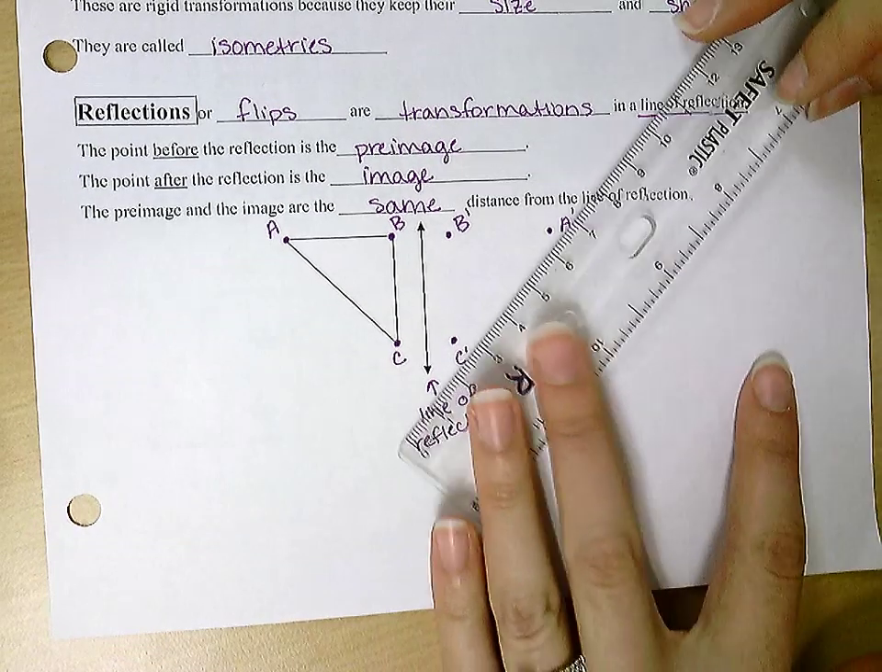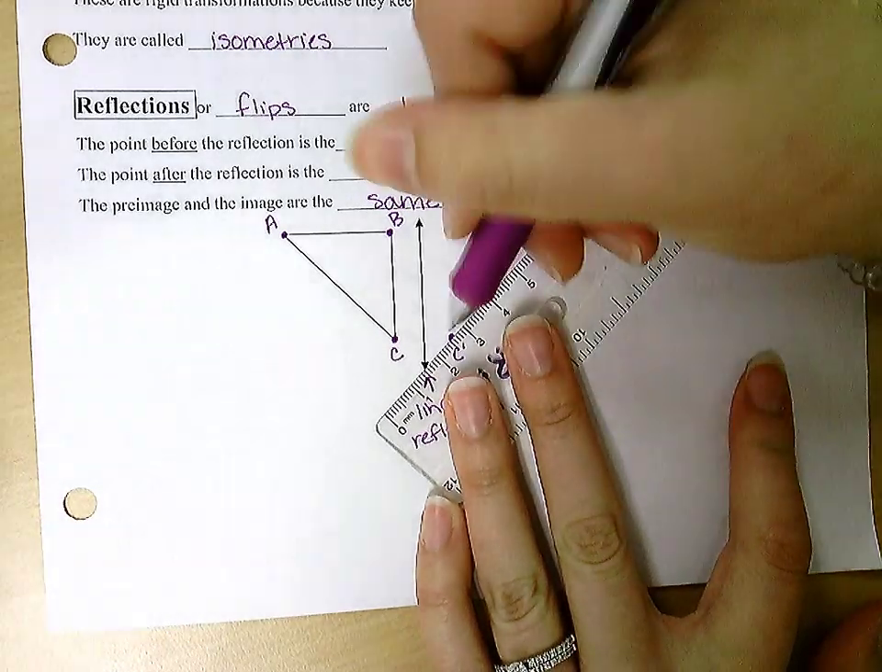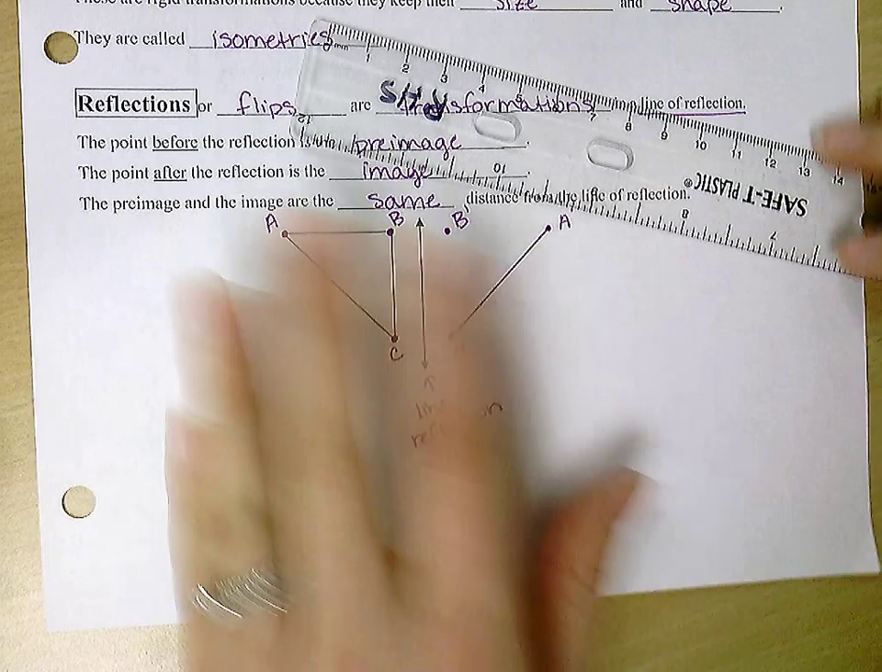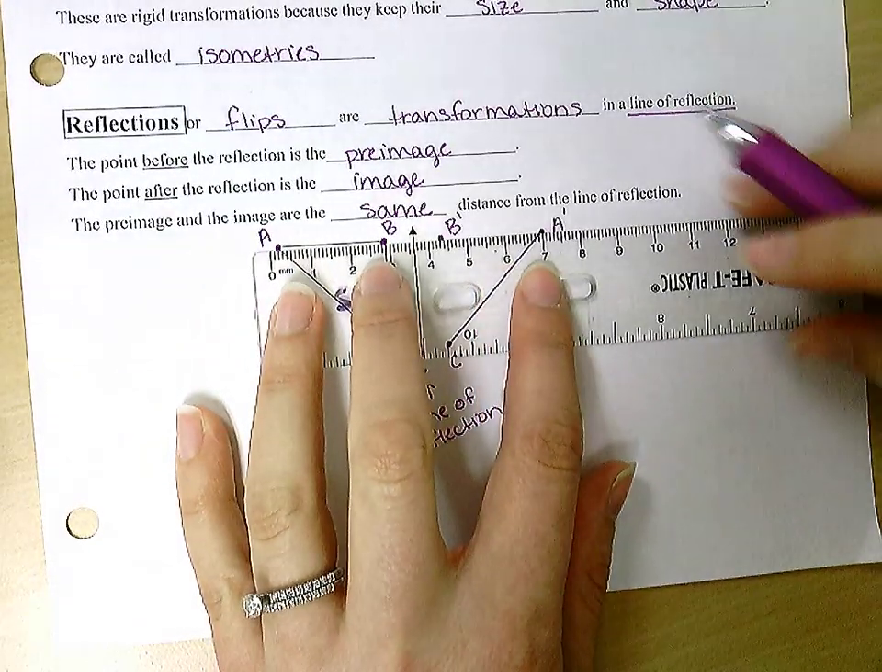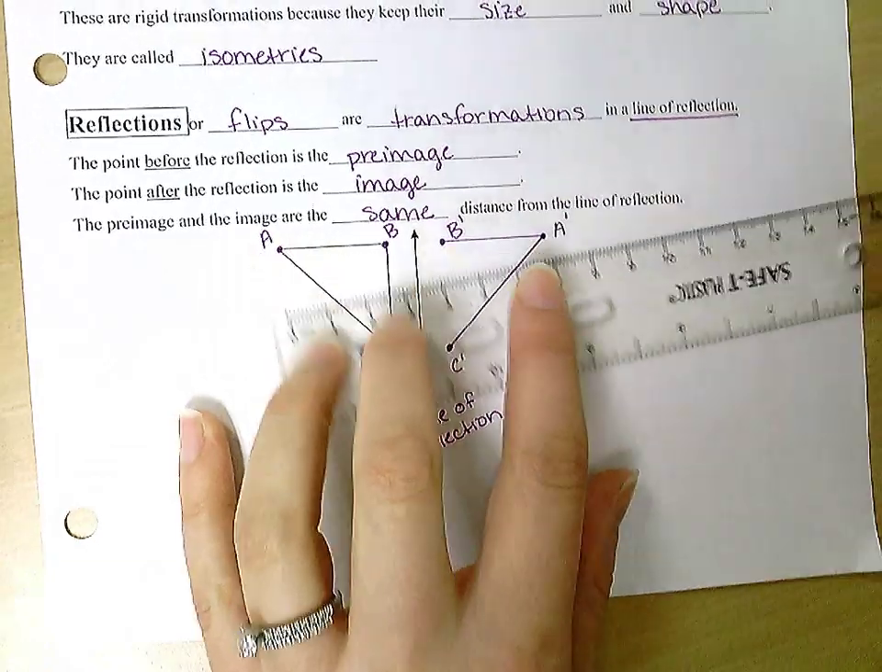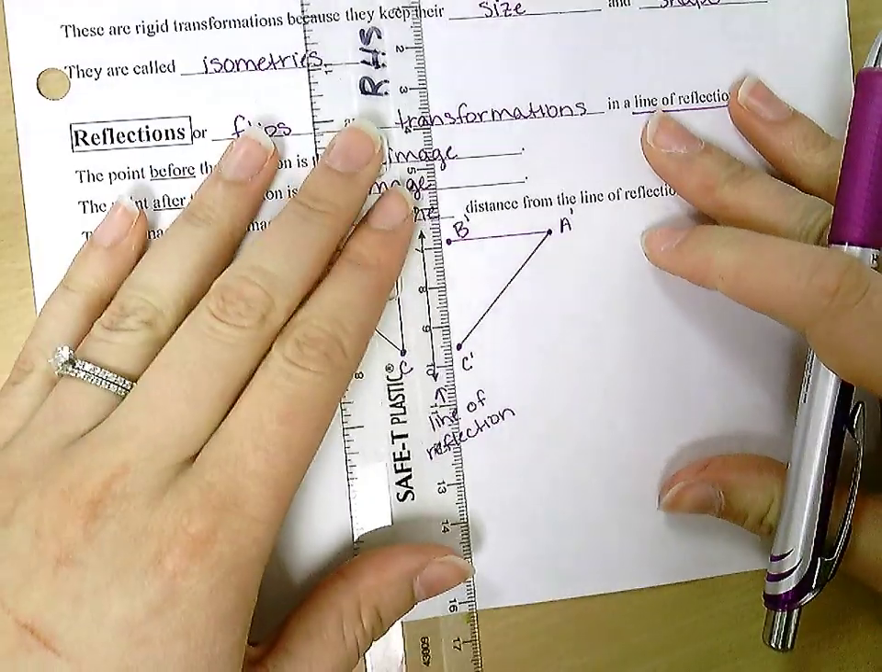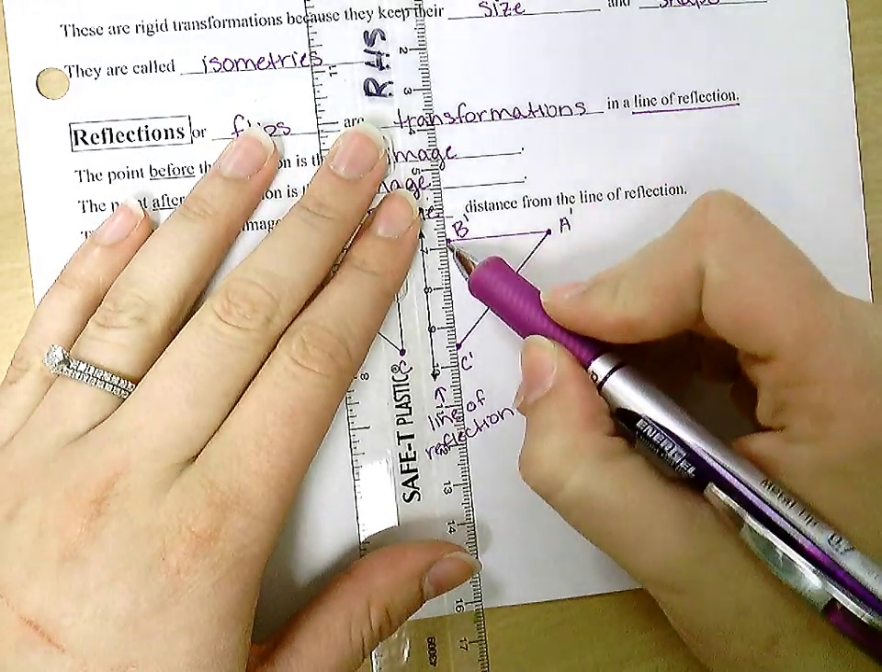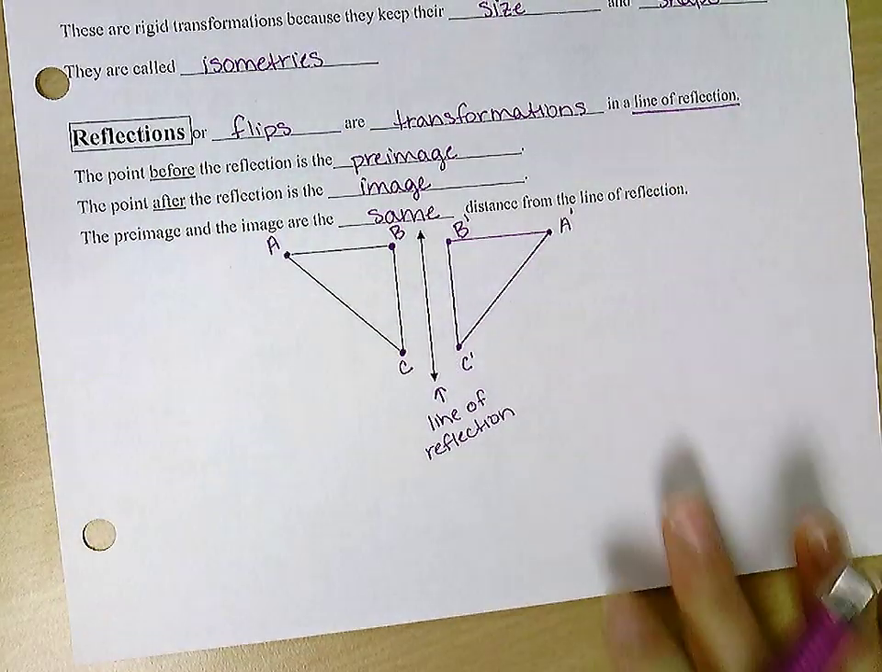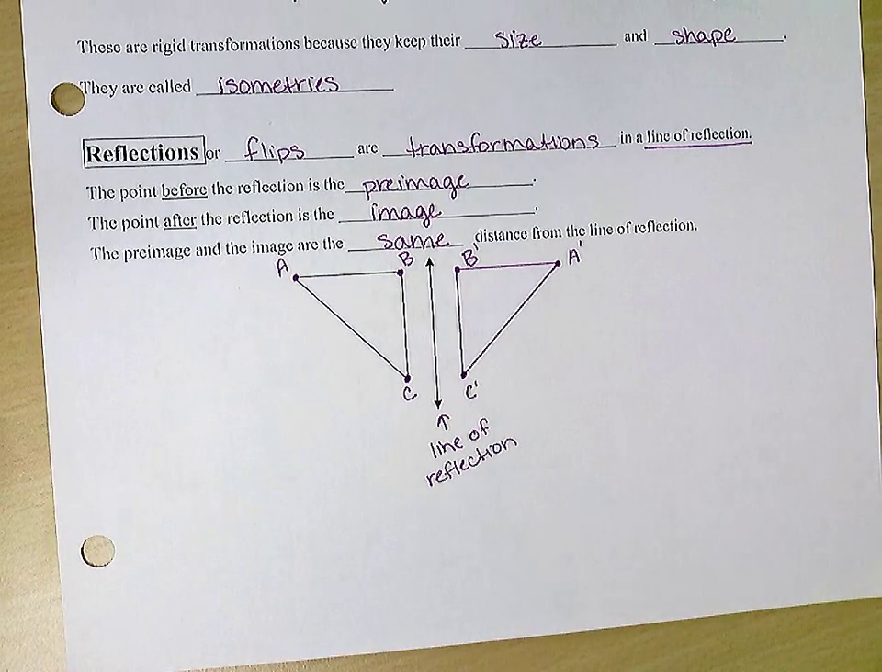Then I can connect all of my points using my straight edge. Okay, and that gives me my reflected image. Okay, you can see it flips over that line. Okay, questions on how I did this one? So you are just measuring from your point to the line of reflection. Go that same distance from your line of reflection to your new prime coordinate.